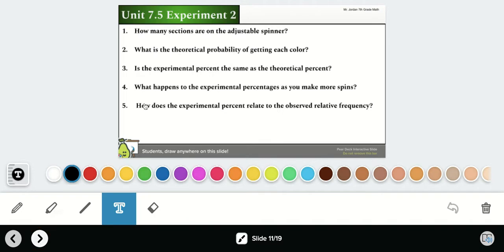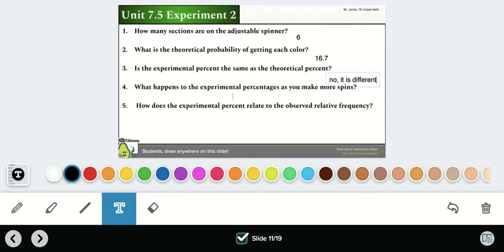So when you answer the questions, how many sections are on the adjustable table? You've probably continued with 6. What is the theoretical probability of getting each color? It's still 16.7%, unless you have done the challenge and done a different number. Is the experimental percent the same as the theoretical percent? No, it will not be. No, it is different.